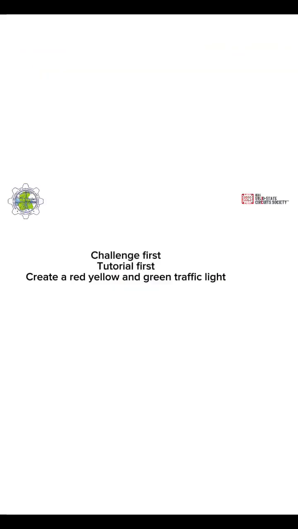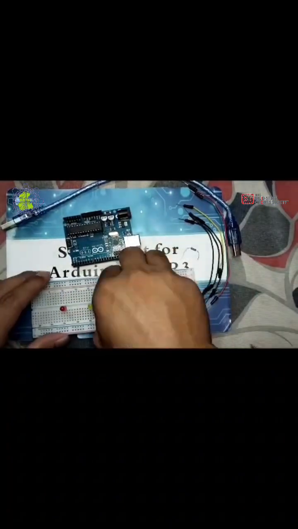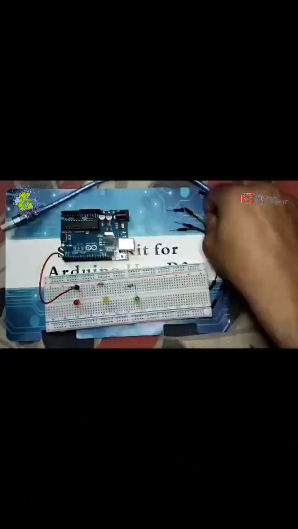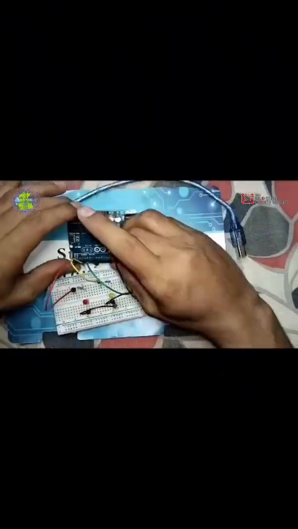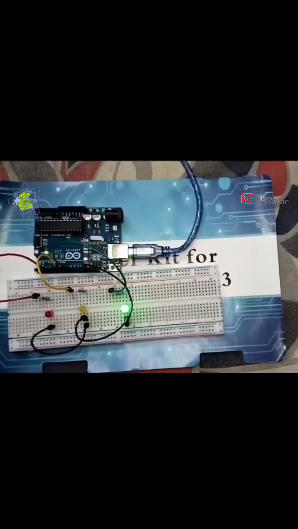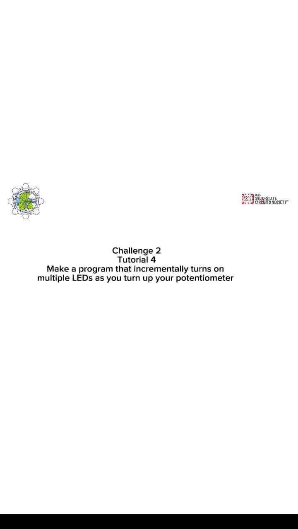Challenge 1. Tutorial 1. Create a red, yellow, and green traffic light. Challenge 2. Tutorial 4. Make a program that incrementally turns on multiple LEDs as you turn up your potentiometer.